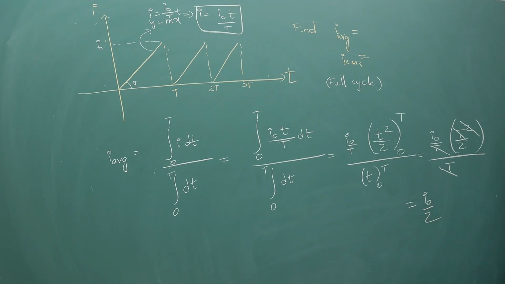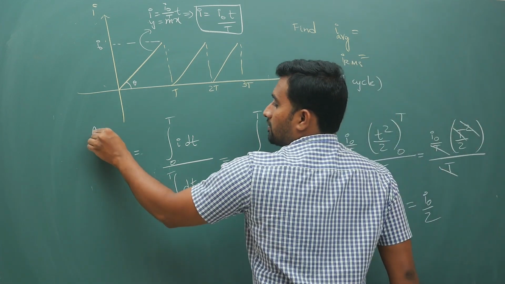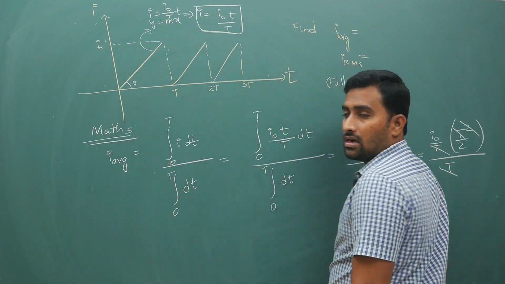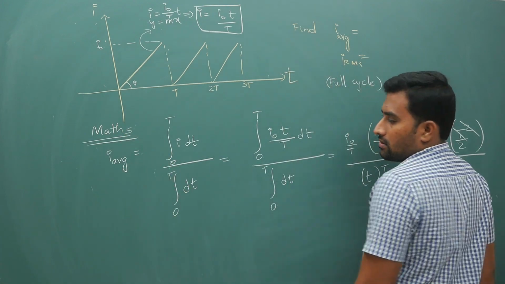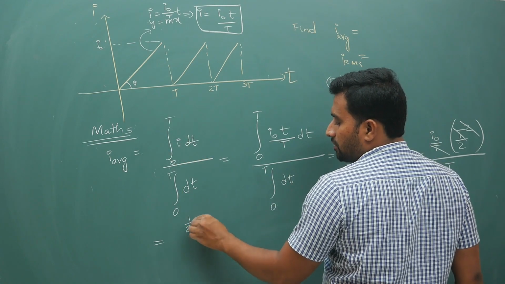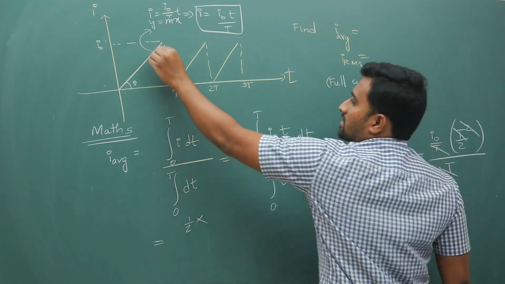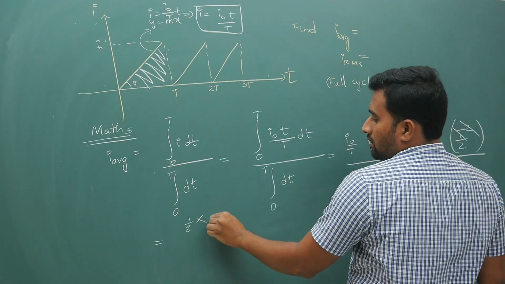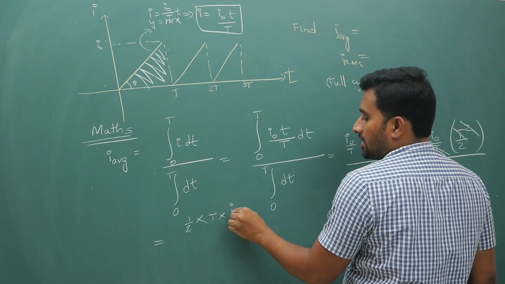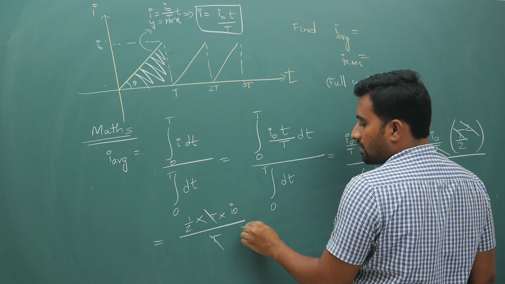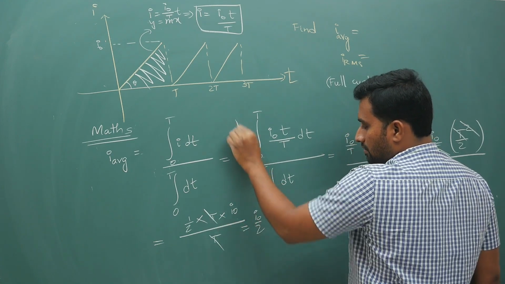This is from maths. Okay, pure maths. I have looked at the graph, set up the function, and done this much calculation. Now what is the direct shortcut? Your direct shortcut is, the area of a triangle is half into base into height. So this shaded portion's area is what is required: half into base T, height I0, divided by the integral of dt, which is T. T will cancel off. Directly you are going to get this answer.